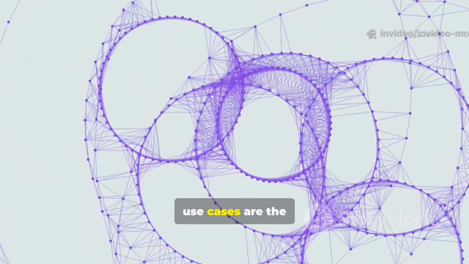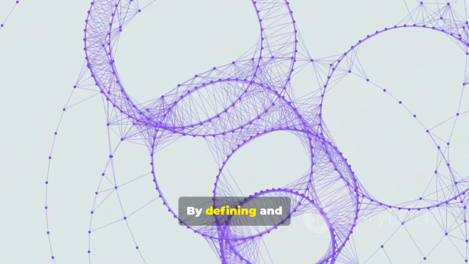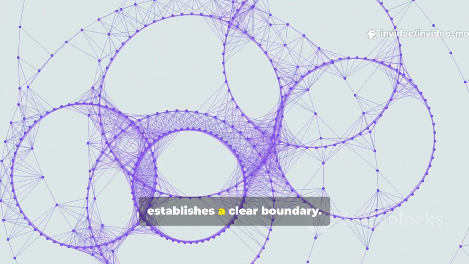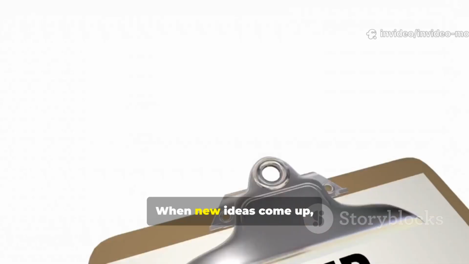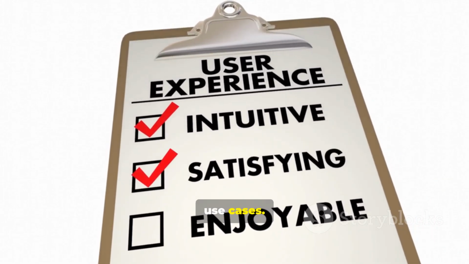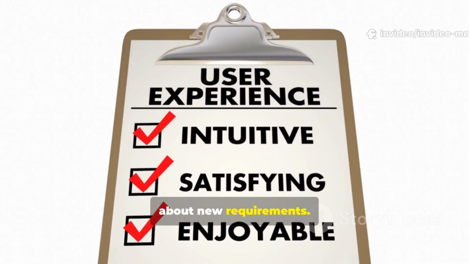Furthermore, use cases are the ultimate tool for managing project scope. By defining and agreeing upon a set of use cases at the start, the team establishes a clear boundary. Everyone knows what's in and what's out. When new ideas come up, the team can evaluate them against the existing use cases. This prevents scope creep and allows informed decisions about new requirements.